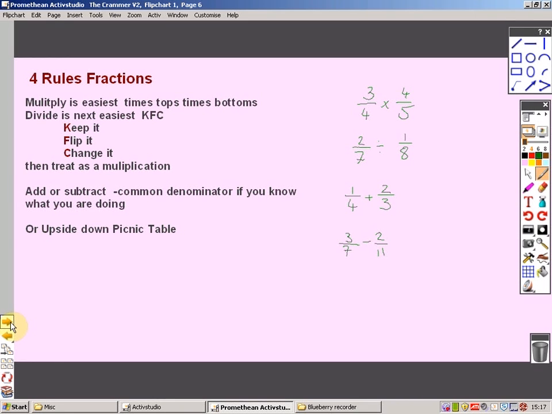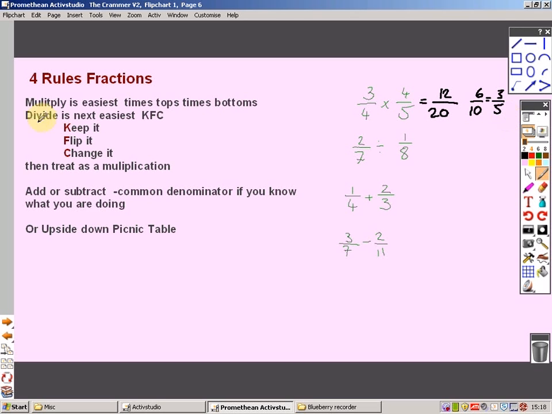4 rules of fractions. Always causes problems for loads of students. Let's make sure it doesn't happen to you. Multiply is the easiest. Your times are tops and your times are bottoms. I've got an example here. So 3/4 times 4/5. The answer to that is going to be 3 times 4 is 12, divided by 4 times 5 is 20. That's my first answer, and I would always write that answer, but I can now simplify that to being 6/10. I can simplify that to being 3/5, so the answer is 3/5. But show that progression right the way across.